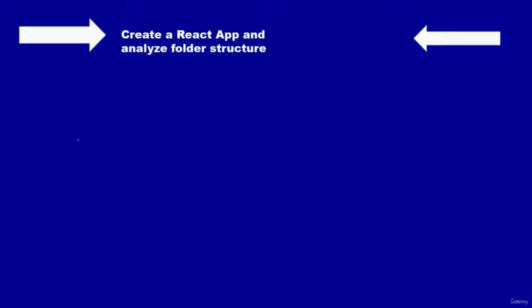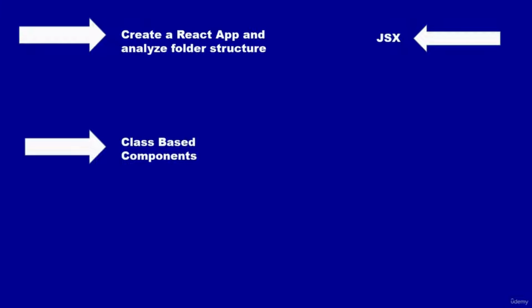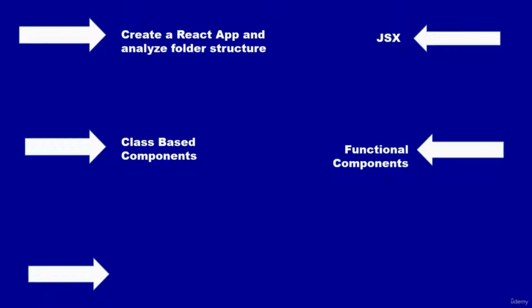So first, we'll start with how you can create a React app from scratch, and we will be analyzing the folder structure, and then we will be discussing one fundamental concept in React, and that is JSX. And then we'll discuss what are components in React, and then we will be writing class-based component and functional components from scratch. After that, we will be discussing what is props and how you can pass data from one component to another component using props.